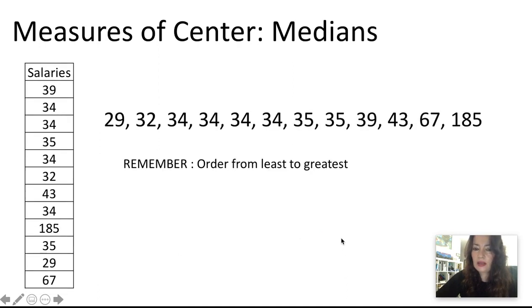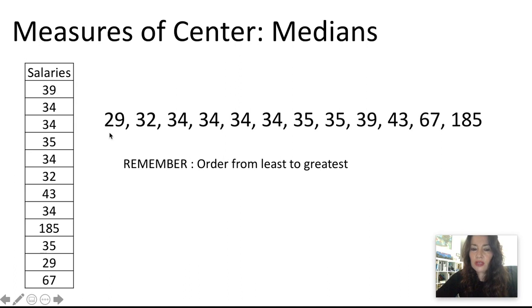All right, to calculate the median, I have shown this before when we were looking at our 5-number summary. The first thing you need to do is list your data from least to greatest. That's, of course, if you're doing it by hand. If you're entering your data into a calculator, your calculator will automatically calculate the median for you.